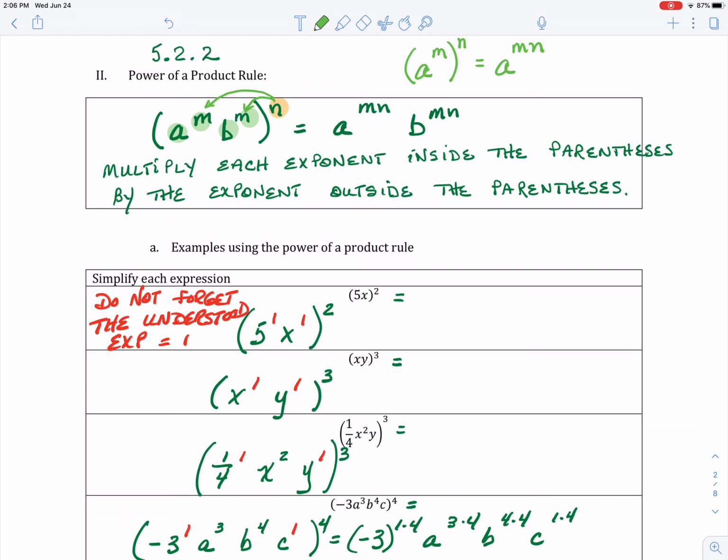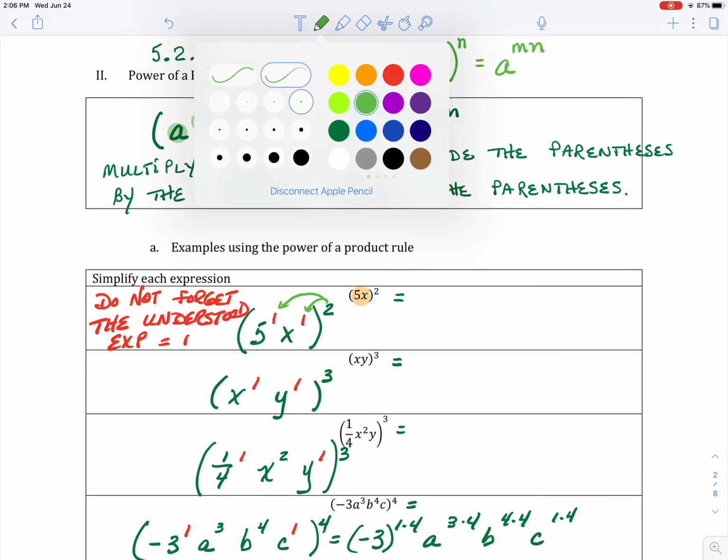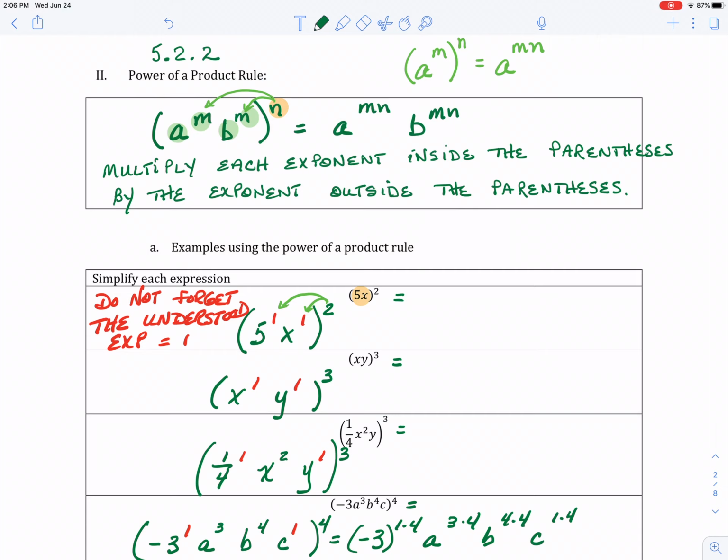All right, so this first one, 5x is inside the parentheses raised to the power 2 outside the parentheses. So I hope that you see inside here we have a product. We have 5 times x. And you can see that I have rewritten that product, making sure that we don't forget that there are exponents of 1 on both the 5 and on the x. So now you're going to see me take this 2 on the outside of the parentheses and use it as a multiplier of each exponent on the inside of the parentheses.